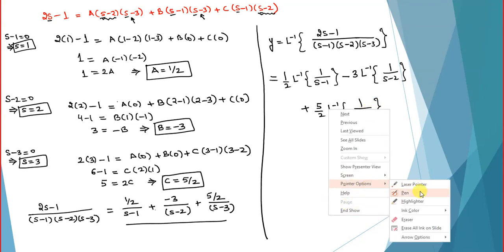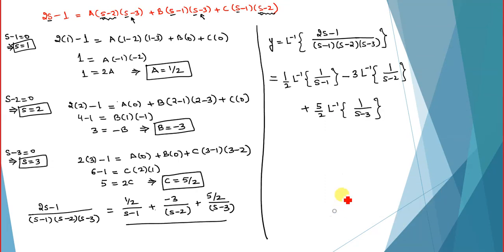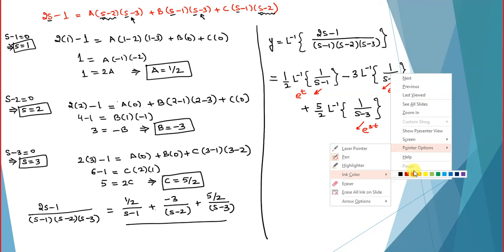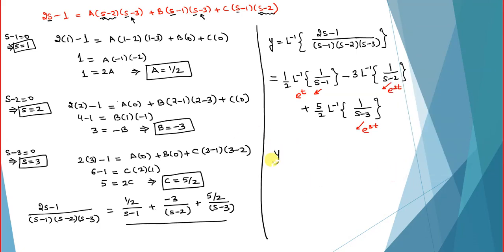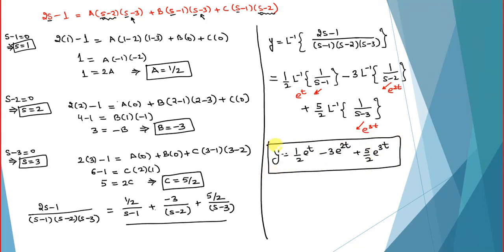Now, by using the rules, we know that for 1 over s minus 1 it is e power t, for s minus 2 e power 2t, and for this it is e power 3t. So this gives you the final answer as y equal half e power t minus 3 times e power 2t plus 5 over 2 e power 3t. This completes the solution of this differential equation.